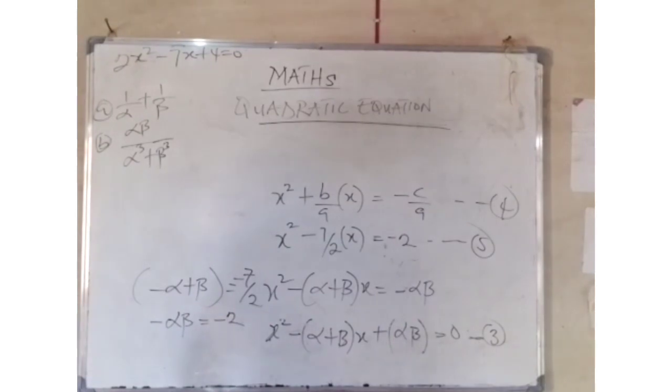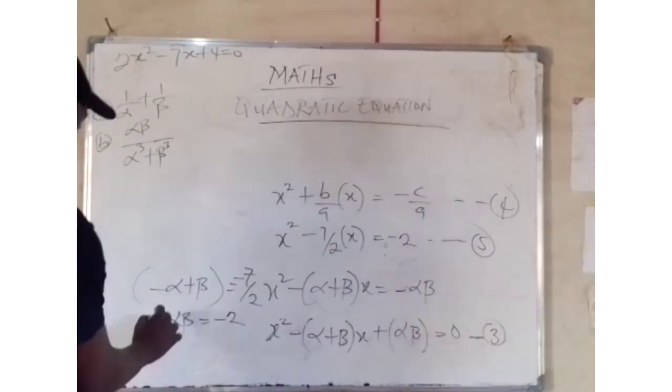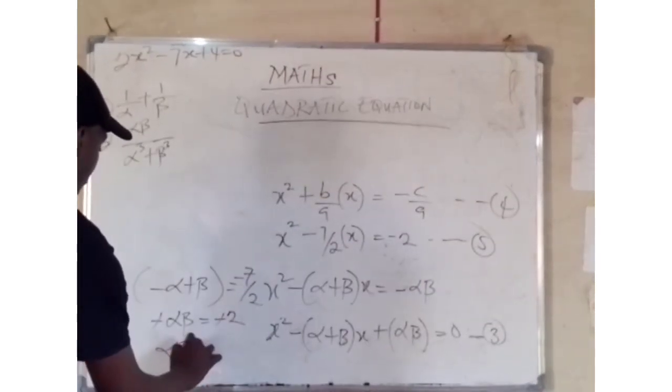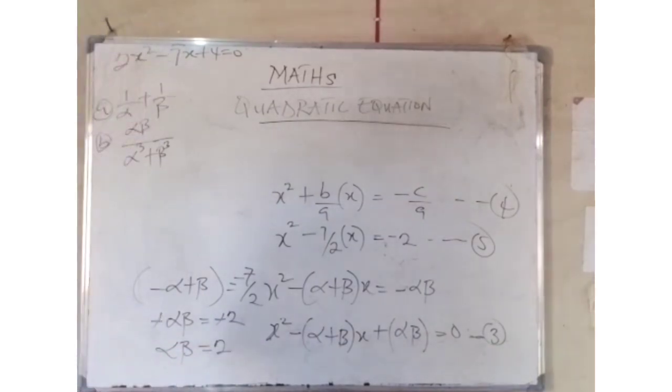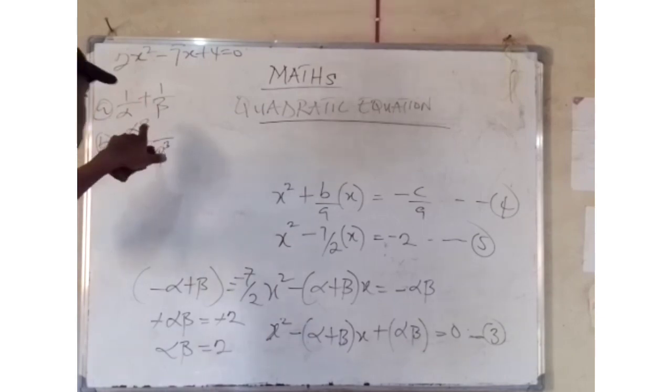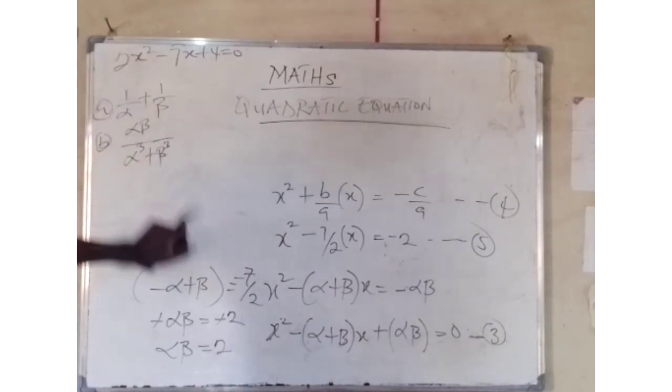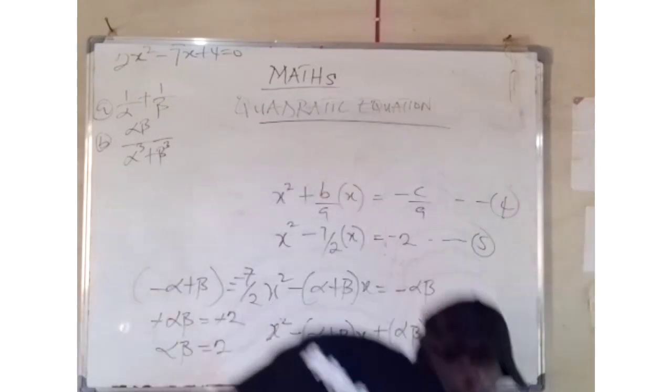So if you even look at this part, you will discover that minus can cancel minus. So alpha beta is the same thing as what? 2. So from here, we can now solve the problem. Remember our problem says, the first part says 1 over alpha plus 1 over beta, while the second part says alpha beta over alpha cube plus beta cube.